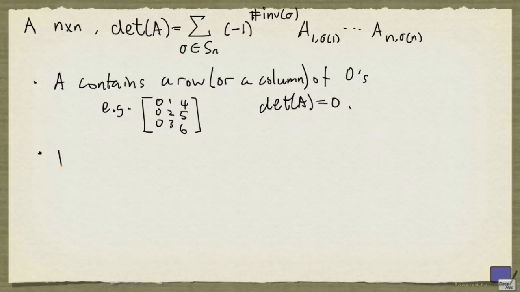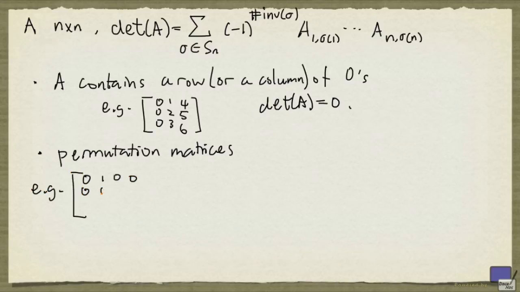Next, we're going to look at permutation matrices. An n by n permutation matrix is a matrix obtained from the n by n identity matrix by permuting its rows. For example, this 4 by 4 matrix is a permutation matrix. Here you can find all rows of the 4 by 4 identity matrix but permuted. As the name suggests, n by n permutation matrices represent permutations.